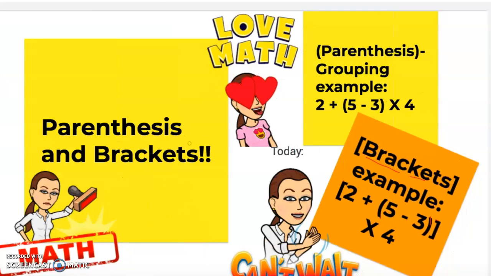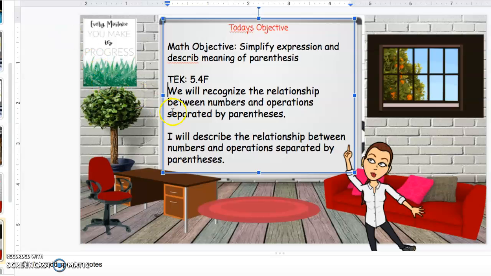Our objectives today are that we are going to simplify expressions and describe the meaning of parentheses. So in this class, we're going to recognize a relationship between numbers and operations separated by parentheses. And then you should be able to leave being able to describe the relationship between numbers and operations separated by those parentheses. So you'll be able to say why those parentheses are there, as we did yesterday, but you'll also be able to describe the relationship between the numbers that are there and the parentheses.